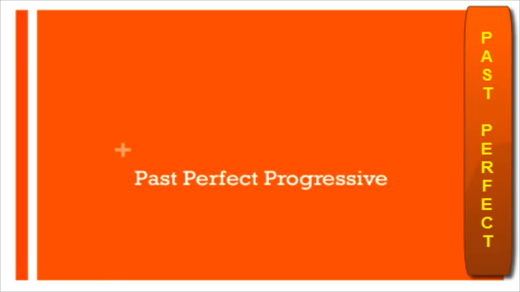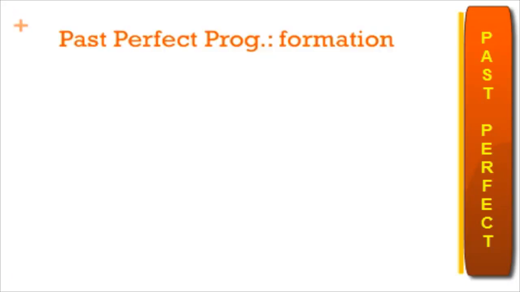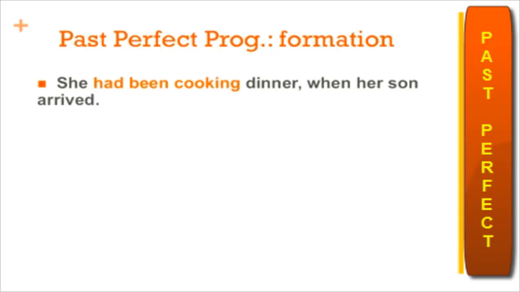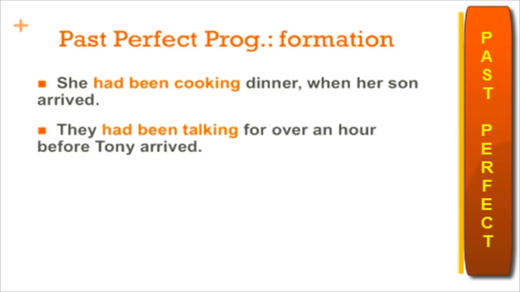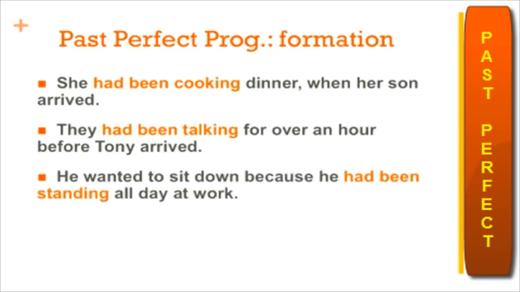Now let's turn to the past perfect progressive, and again we start with the formation, which is how do we actually produce the past perfect progressive. And here we have a couple of sentences. She had been cooking dinner when her son arrived. Had been cooking is your past perfect progressive. They had been talking for over an hour before Tony arrived. Had been talking is your past perfect progressive. And he wanted to sit down because he had been standing all day at work. Had been standing is your past perfect progressive.